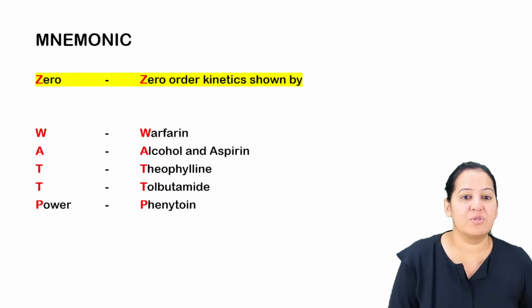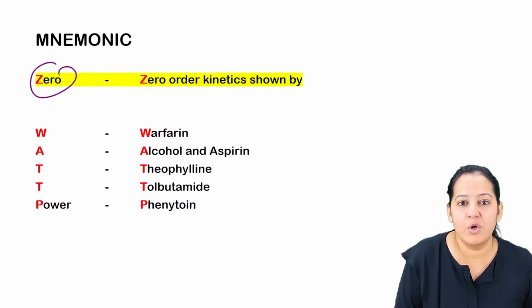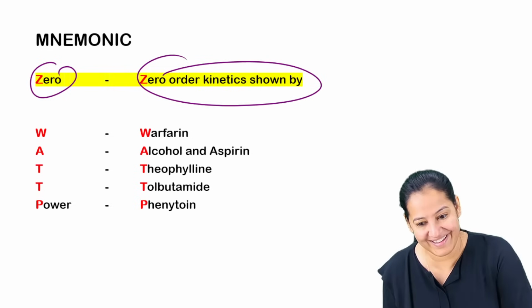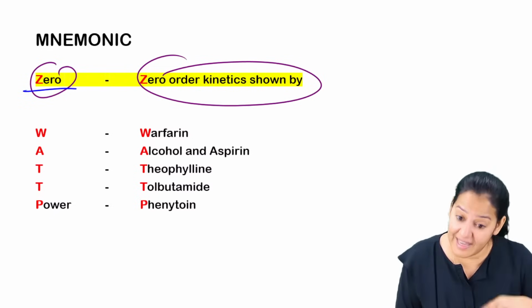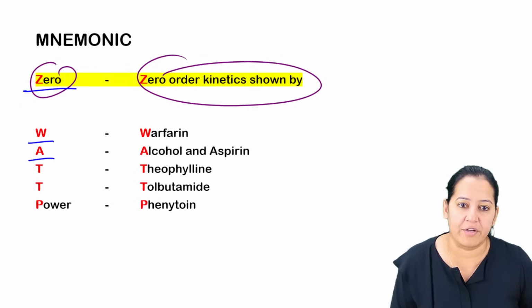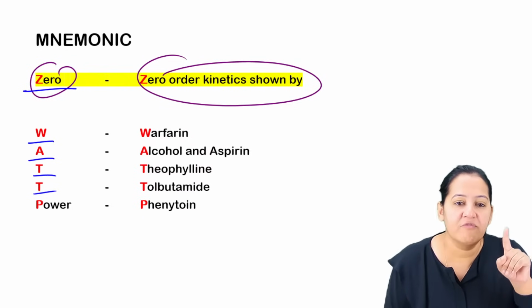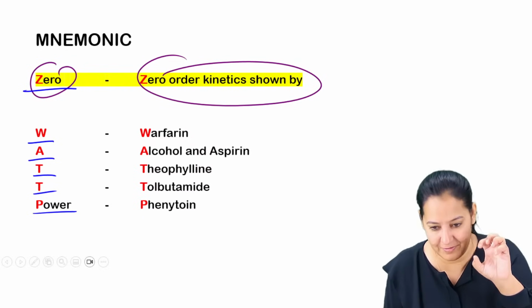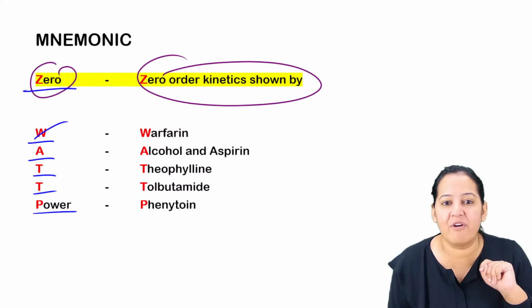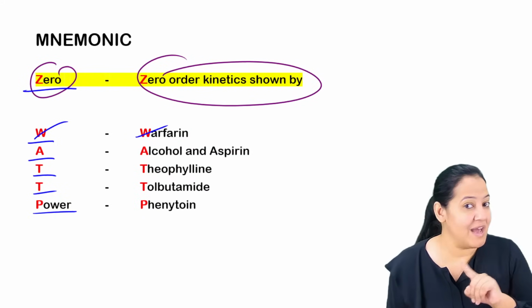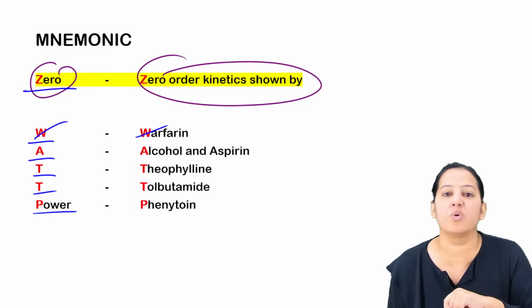So what are the drugs which follow zero order? I will give you a mnemonic again. The mnemonic is zero. Zero order makes you remember zero watt. Watt is the unit of power, right? Zero watt power bulb. You can learn it as a mnemonic. W stands for warfarin, the anticoagulant. So never dare to alter the dose of an anticoagulant.